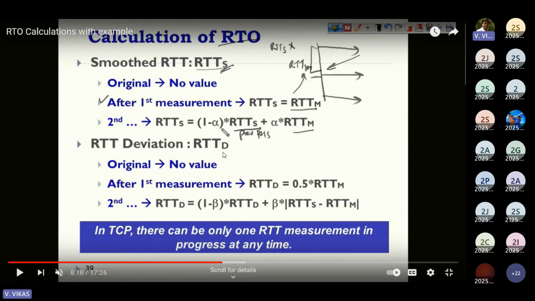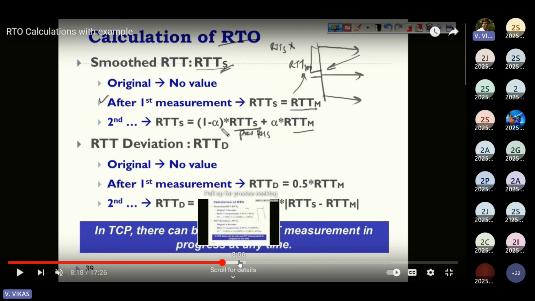When we go with RTTD, that is deviation in RTT, initially we won't have any value. For the first measurement, we are going to consider 0.5 multiplied with measured RTT. From the second onwards, we consider the weighted average: 1 minus beta into RTTD plus beta into the absolute value of RTTS minus RTTM. So I got this RTTD as 0.5 RTTM, and I will substitute that for the second calculation, and we will calculate the second RTT deviation value.